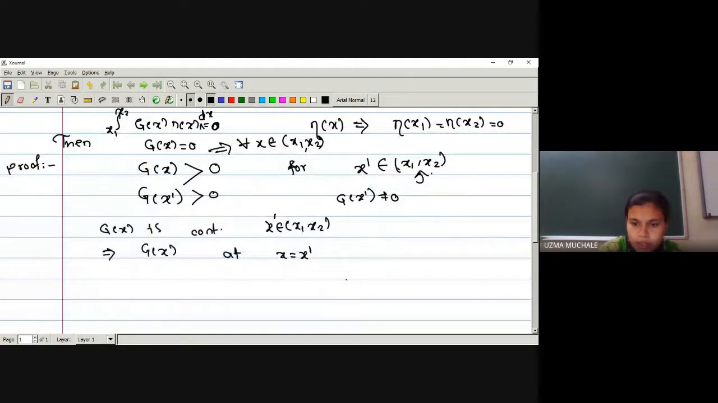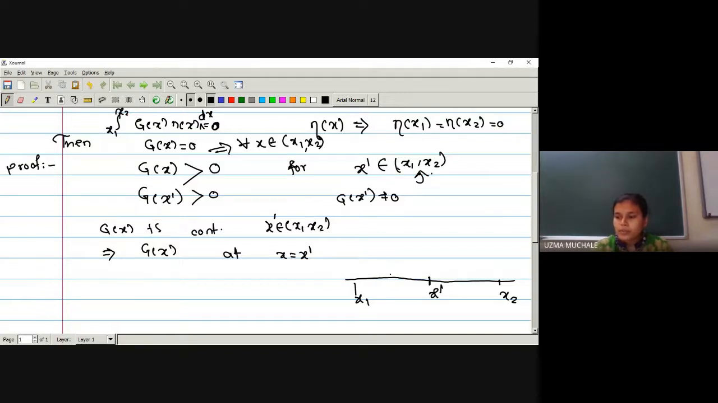What is given to us actually? First we have two points, say this is x1, and here is another point, x2. In between them we are finding a point x dash, at which we are going to discuss the thing. We are assuming that at the point x dash the value of g of x is greater than 0. This is the contradiction assumption, no? Because our aim to prove is g of x is equal to 0, right?